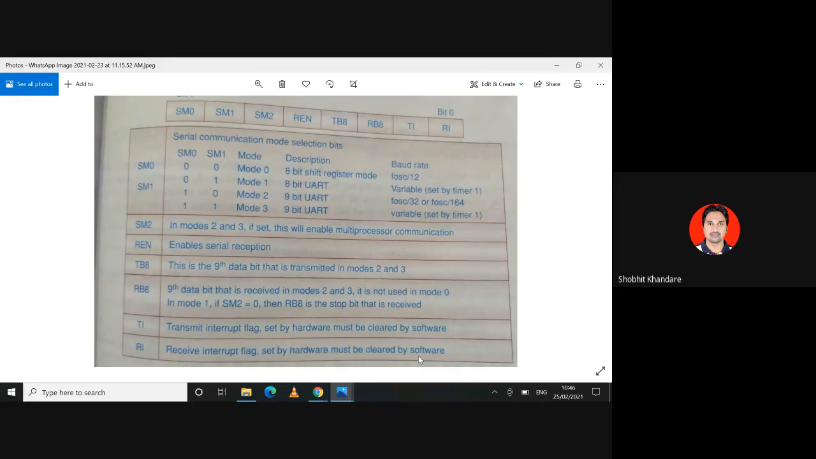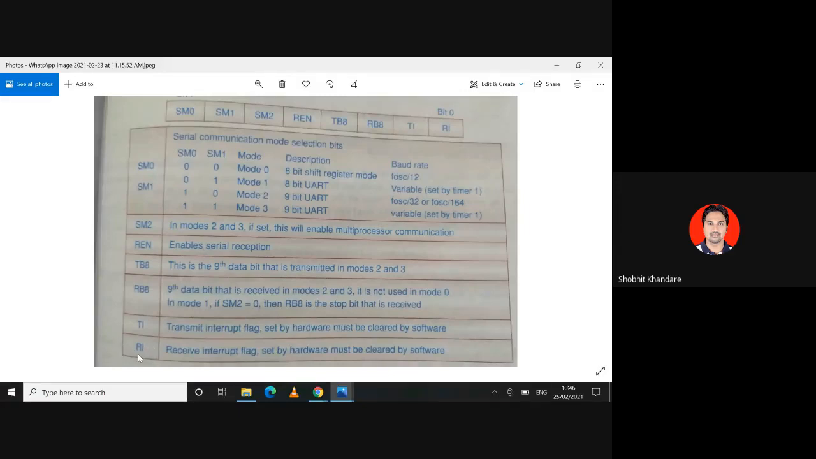Now what is this RI? This is a receive interrupt flag. Whenever your 8051 is receiving 8 bits of data through the RxD pin, when you have received 1 byte through the RxD pin and it is stored into the receive buffer, in that case your RI becomes 1.